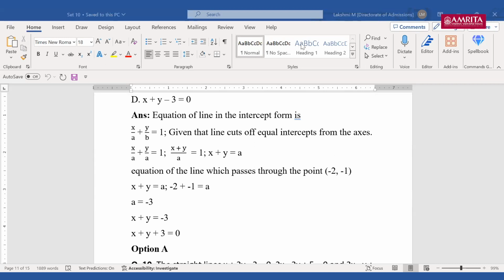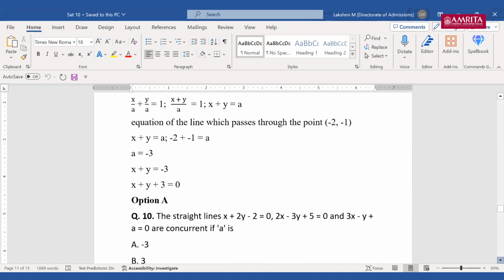A very simple basic question. This could be considered as an easy question in JEE 2024. I'm saying these types of questions also exist in examinations. Now, I think we have one more question to discuss.